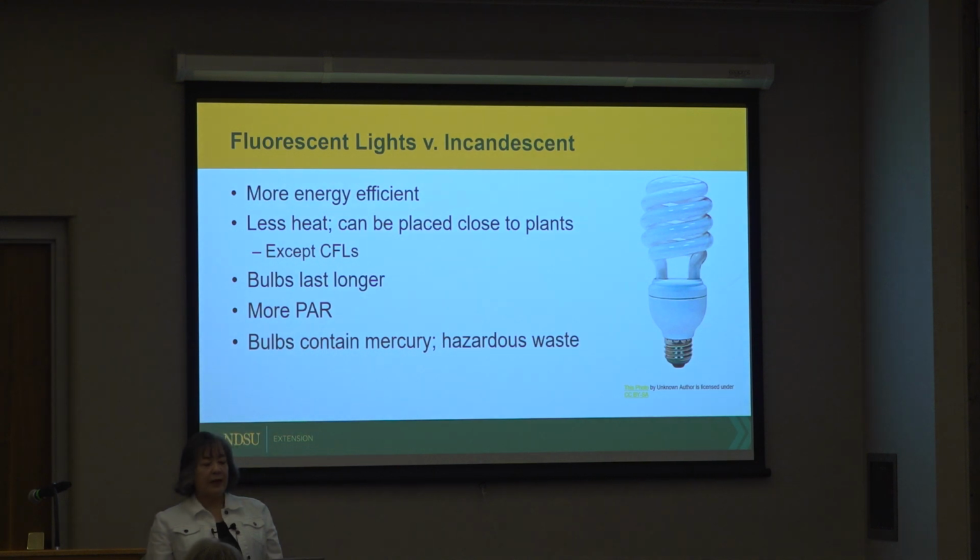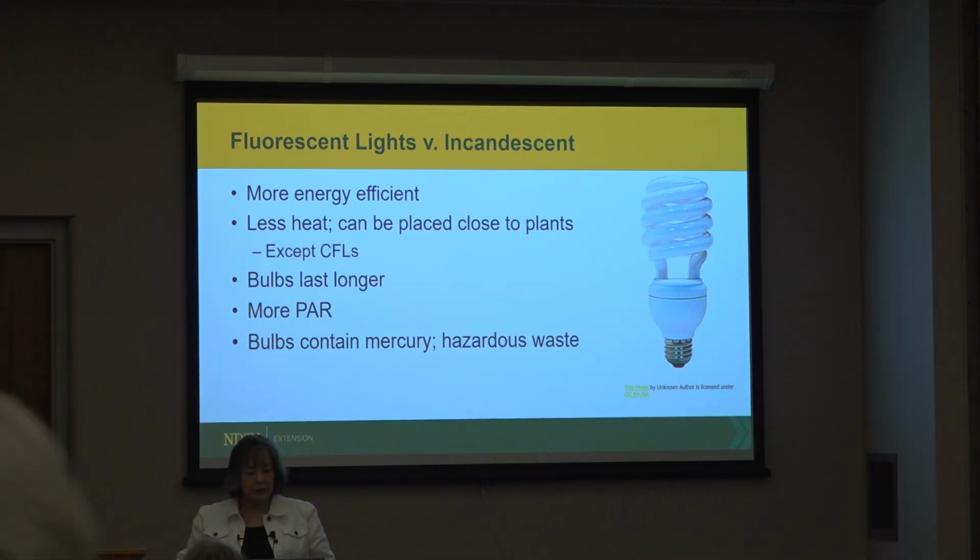What about fluorescent lights? Fluorescent lights were a great improvement over incandescent bulbs, both from an energy efficiency standpoint, but also from plant growth. Fluorescent lights produce less heat, so there's less energy wasted, and they can be placed closer to plants without burning them. So you can place fluorescent lights closer to the canopy of the vegetable starts that you have, and it won't burn them. Now, the exception would be compact fluorescent lights. Compact fluorescent lights do give off more energy than the tube lights.